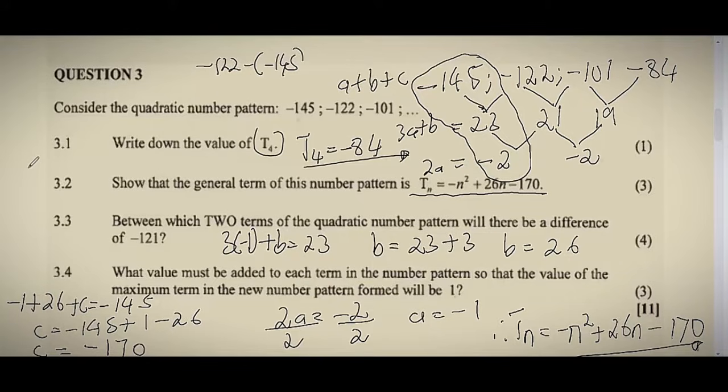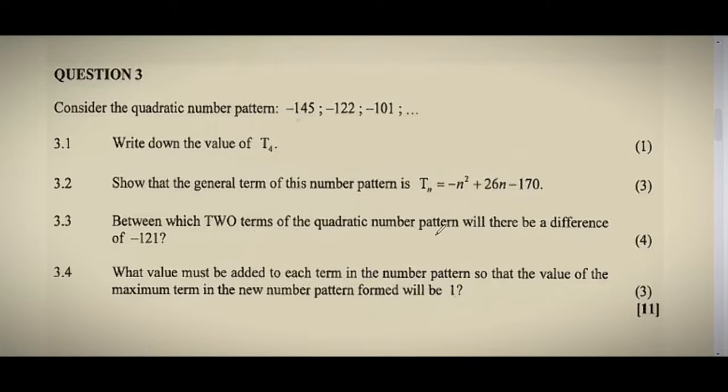Now 3.3. Between which two terms of the quadratic number pattern will there be a difference of -121? This is still the same question, guys. Then between which two terms, let's check. Now this is asking will there be a difference of -121? Right. We still know that this difference that they're talking about is the first difference, because the difference between quadratic terms is represented by the first difference. So that means, what are we going to do there?